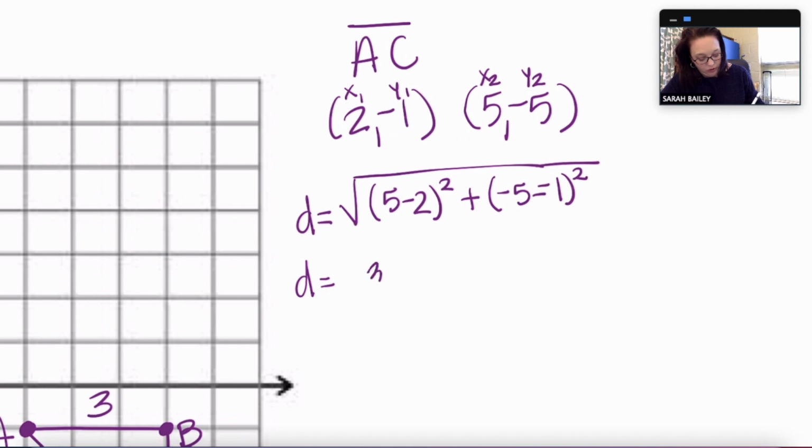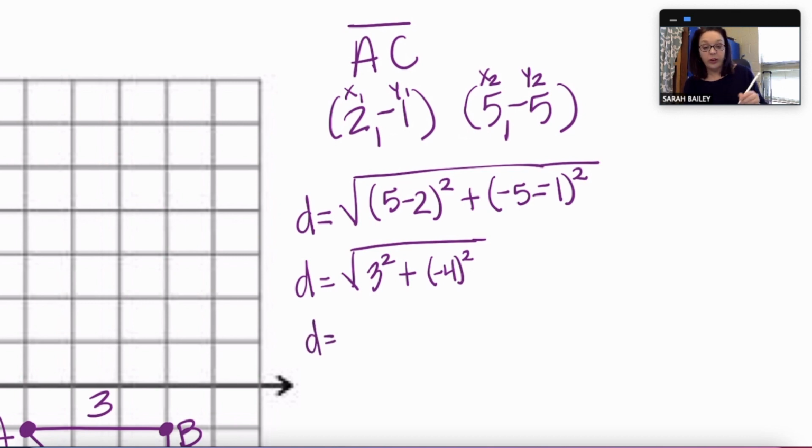5 minus 2 is 3, so that's 3 squared. Keep your radical symbol. Negative 5 minus negative 1 is negative 4. That negative 4 needs to be in parentheses, and then the squared, the exponent of 2, outside of the parentheses. Okay, 3 squared means 3 times 3, right? So that's 9. Keep your radical. Negative 4 quantity squared means, in parentheses, negative 4 times negative 4.